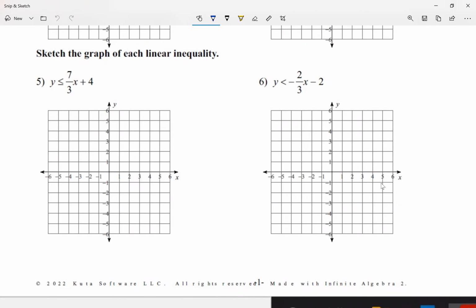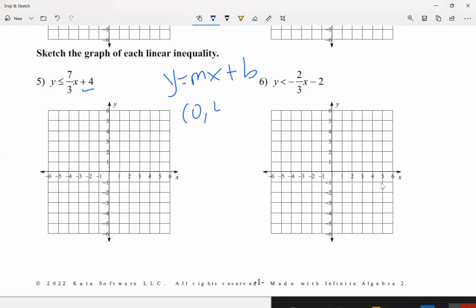Yesterday, with the equal sign, I said mx plus b, right? The number with the x, we call this the slope because it tells us how to move, but the number by itself tells us where to begin. Now here in question number 5, the plus 4 at the end tells me I'm going to begin at the point (0, 4). And then my slope is 7 over 3, so go up 7 and 3 to the right.